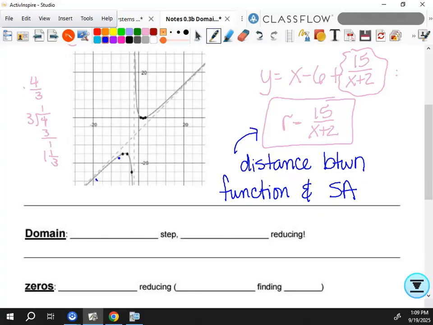So I want you to think about, as x gets bigger, that means the denominator gets bigger, which means that fraction gets smaller, right? So as x gets bigger and bigger and bigger, that fraction gets smaller and smaller and smaller, and that's why this distance here between the two gets smaller and smaller and closer and closer, okay? You will probably never be tested on that.